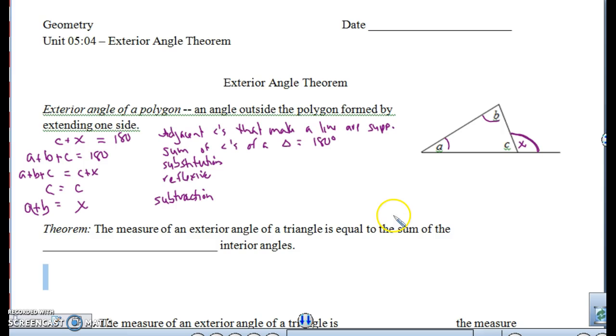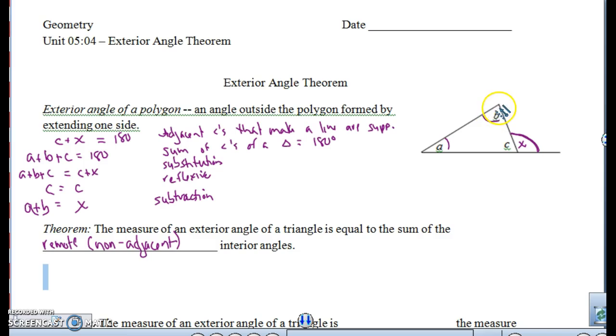Now, where are those interior angles in relation to this? These are called remote or non-adjacent interior angles. So the measure of an exterior angle of a triangle is equal to the sum of the non-adjacent or remote interior angles. So whatever these two angles together added up will equal this angle right here. So that will be true for any pair of angles that we draw.